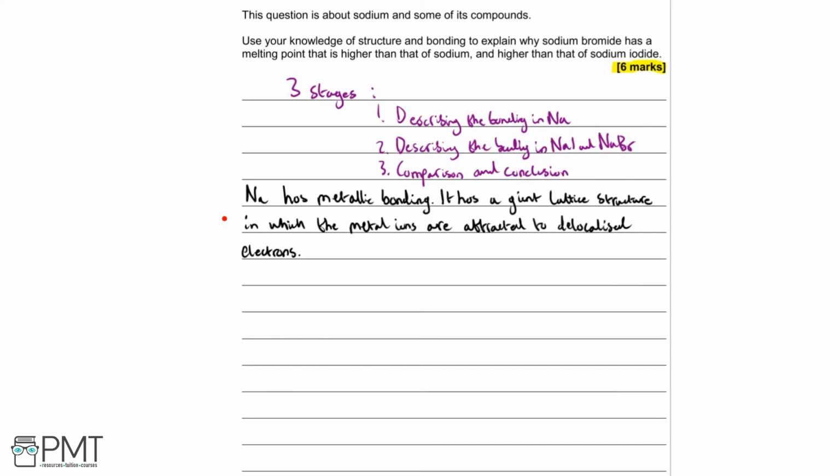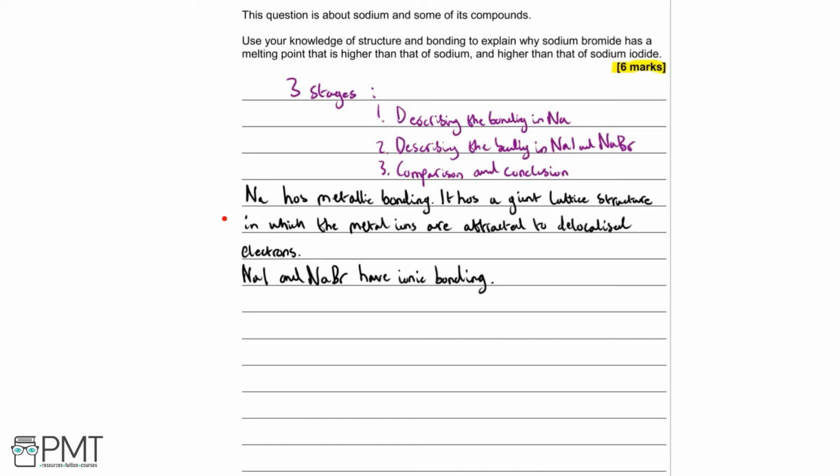Now that we've done that, we want to move on to stage 2, describing the bonding in sodium iodide and sodium bromide. And this is going to take the same form of structure to this. So we're going to start by stating the type of bonding. So sodium iodide and sodium bromide, as these are both sodium halide salts, so they are very similar in terms of structure and bonding. So we can talk about them together. They both have ionic bonding.